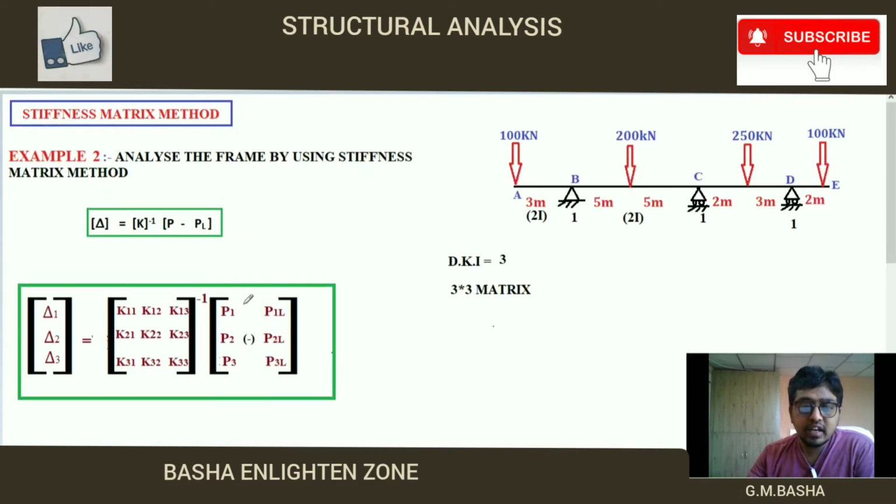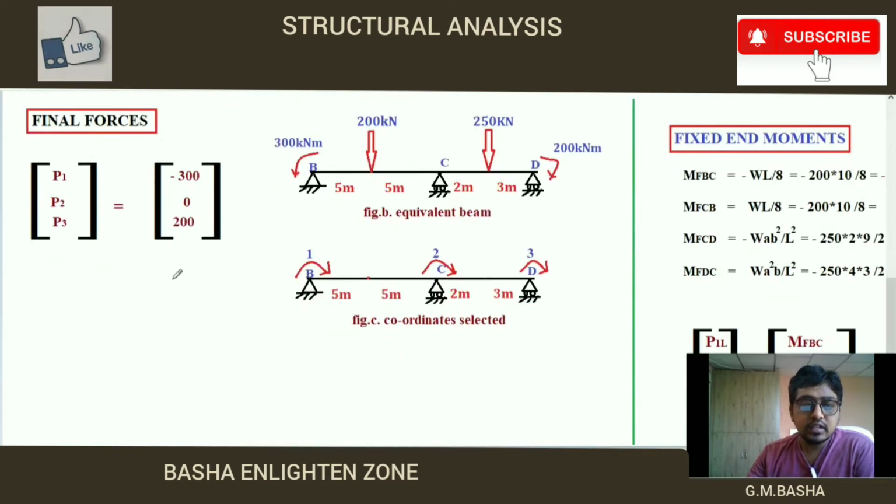P1, P2, P3 are the external forces, and P1L, P2L, P3L are the forces based on the given loading conditions. See here, in what way we are finding this P1, P2, P3 and P1L, P2L, P3L. See here, final forces P1, P2, P3. So already the given beam can be modified like this. We are removing the cantilever moments and replacing with 300 kilonewton meter both at B and D.